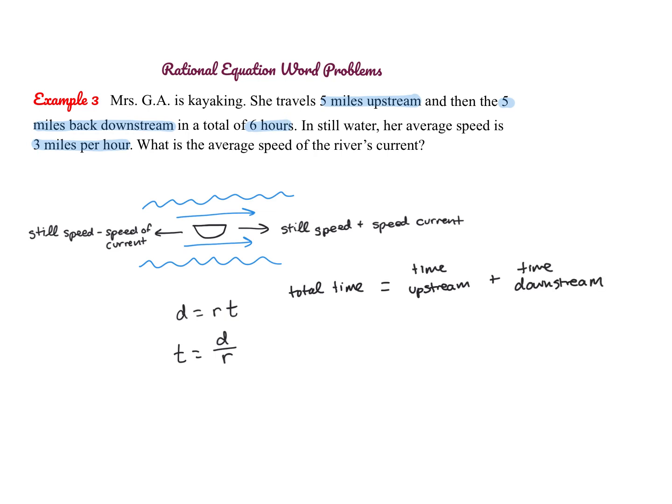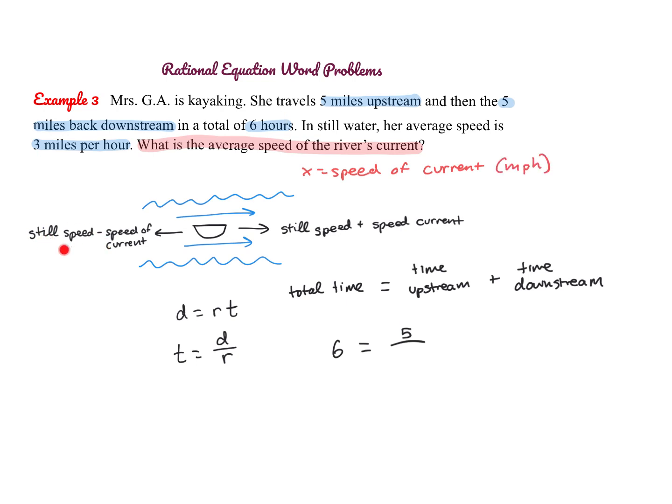So our total time is going to be 6 hours. Now for the time upstream, we're going to do the distance, which is 5, divided by the rate. So for the rate, we have to figure out how to describe that. Since they ask in the equation, what is the average speed of the river's current? That's how we can define our variable. So we can say x equals the speed of the current, and we'll do that in miles per hour.